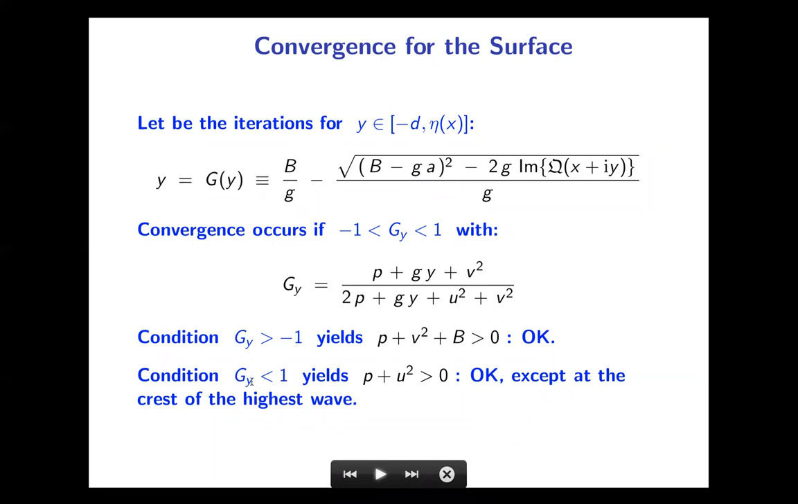Now, if we do the same for the upper bound, we obtain this condition, and P is positive and U squared is positive. So it's always satisfied, except at the crest of the highest wave. The highest wave is the wave with an angular crest where the pressure is zero, because the pressure is always zero at the free surface. And U is zero because when you have an angular crest, the crest is a stagnation point. So we don't have a strict inequality anymore. We have zero, and we need a refined analysis for this case, to see if the method can work even for the most extreme wave that exists.